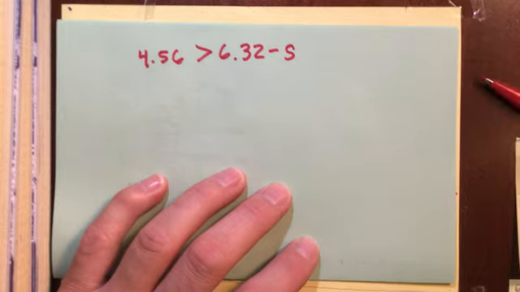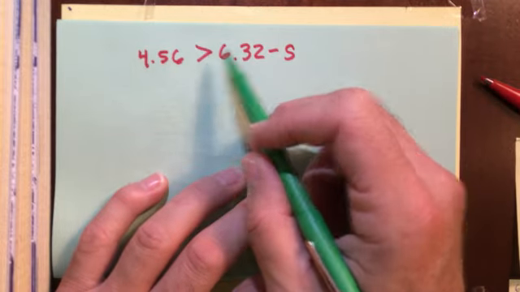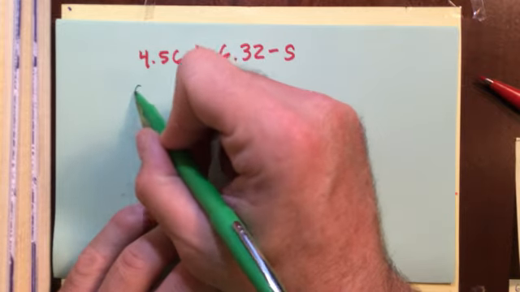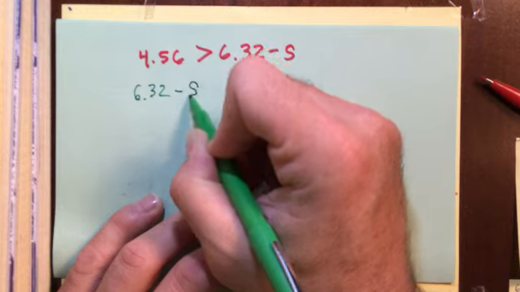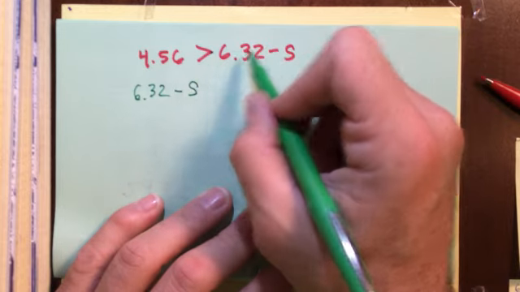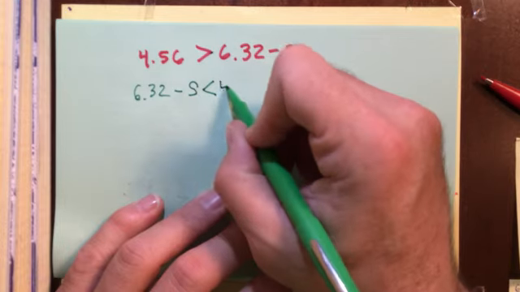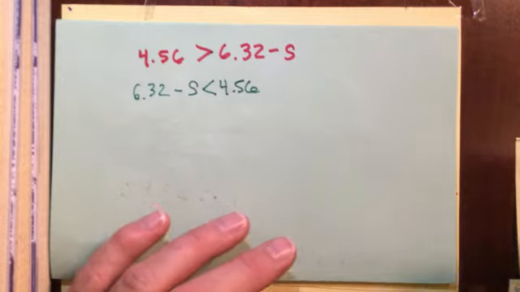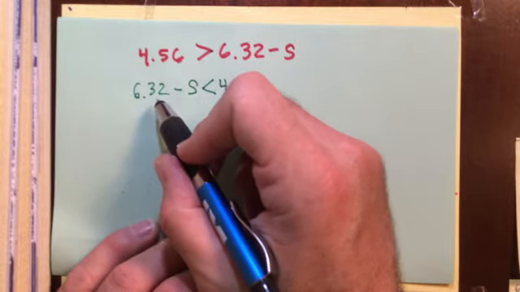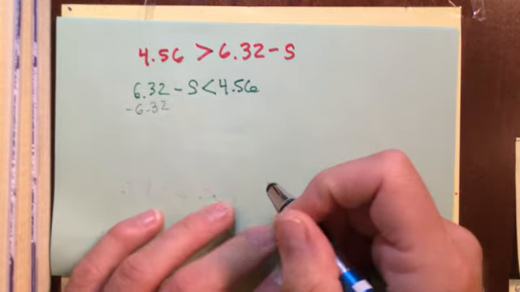All right, well, so here again, I have the letter on the wrong side. So I could switch it right off the bat and put 6.32 minus S, and the point is towards the S side. So it's going to flip, and then I'm going to have the 4.56, okay? All right, next, I want to get rid of this 6.32, so I'm going to subtract it from both sides.